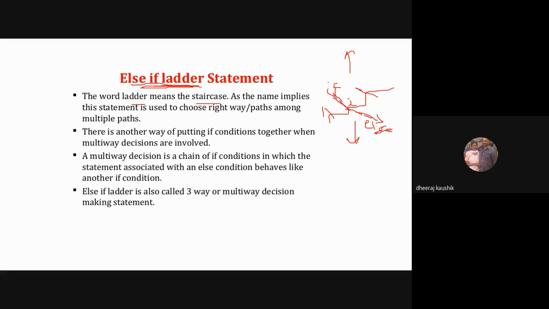So if your condition at this point is true in the if statement, then it goes this way. If it is false, it goes this way. Else, it will go this way by continuing the flow of the program. So the else if ladder is also called a three-way or multi-way decision-making statement because you have three ways. One is this, second one is this, and the third one is this.